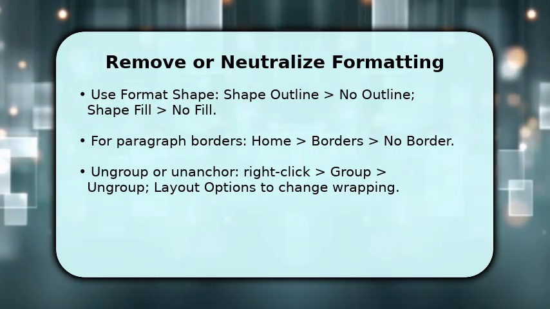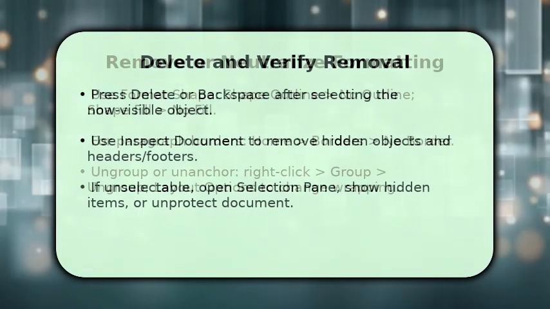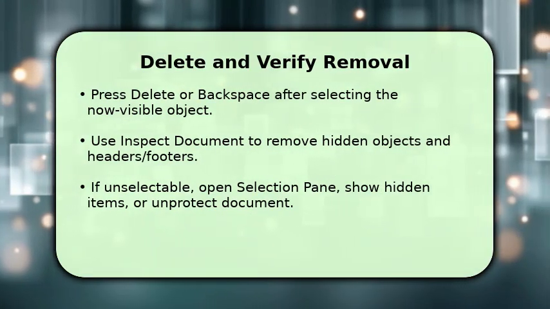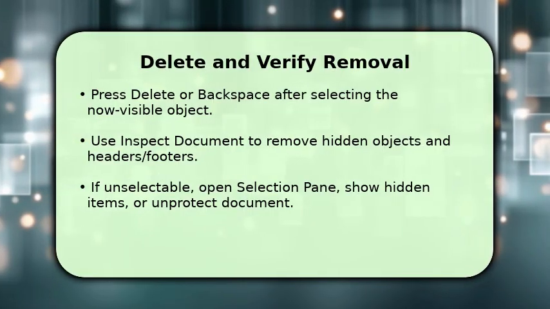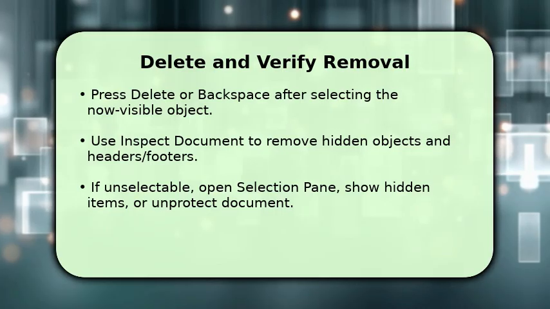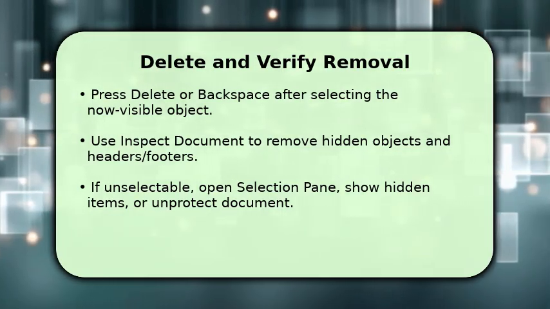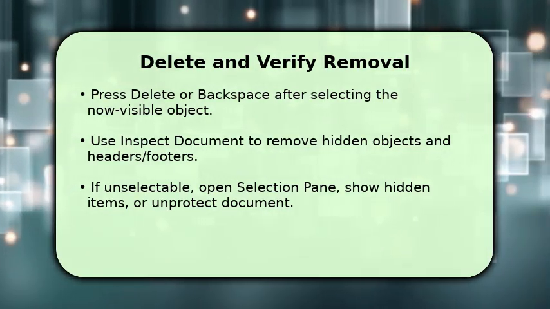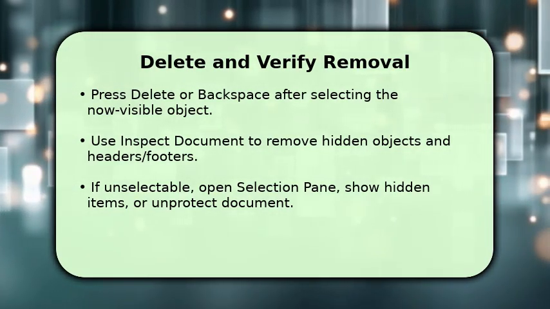Once the box is visibly neutralized or set inline, press Delete or Backspace to remove it permanently. Make sure to save after confirming page layout. Then run File, Info, Check for Issues, Inspect Document to find and remove hidden drawings, headers, footers, or content controls that could recreate a box.